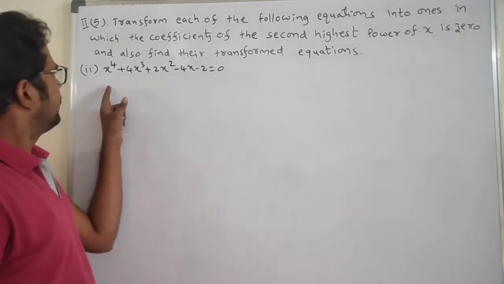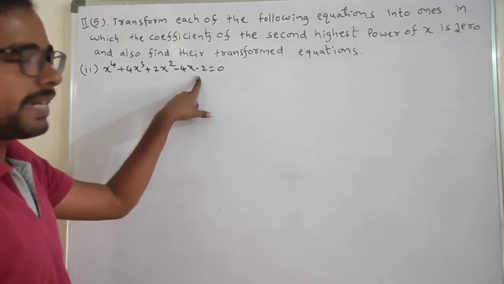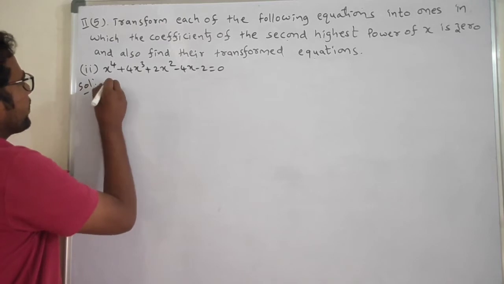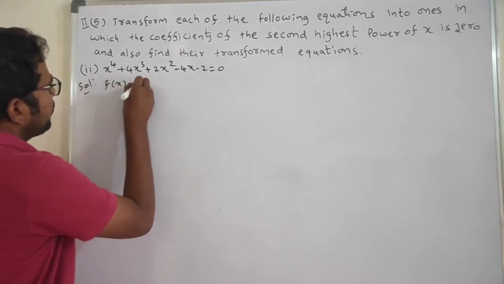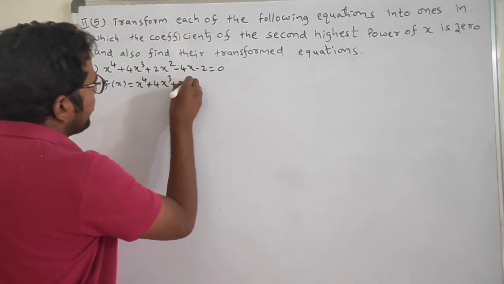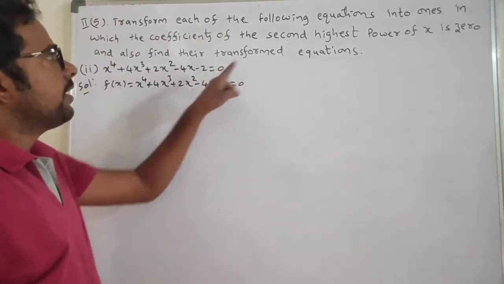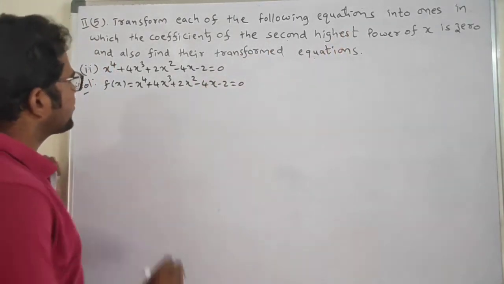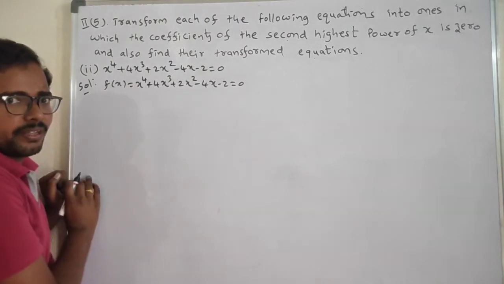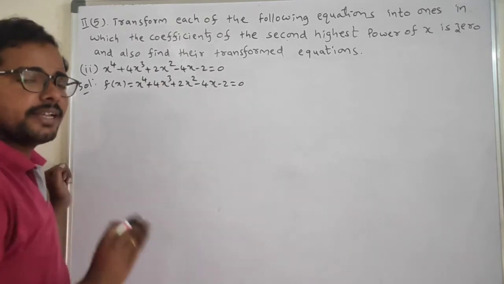Now second question. X power 4 plus 4x power 3 plus 2x square minus 4x minus 2 is equals to 0. So f of x is equals to x power 4 plus 4x power 3 plus 2x square minus 4x minus 2 is equals to 0. Here given second highest power of x. What is the second highest power here? First highest power is x power 4. Second highest power is x power 3.